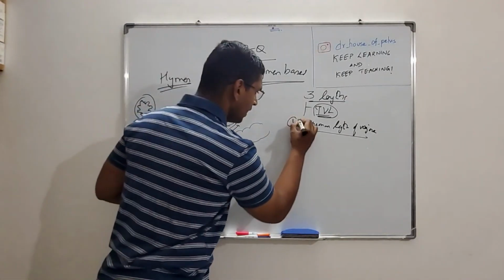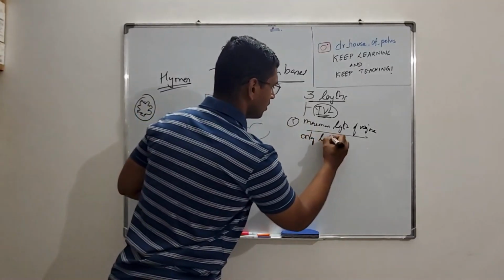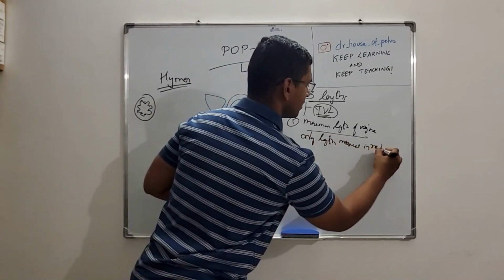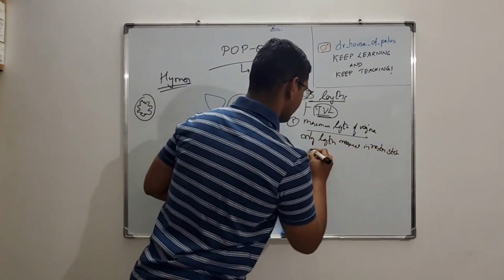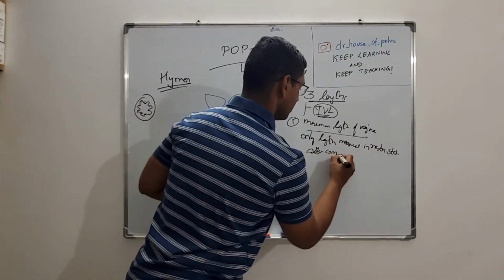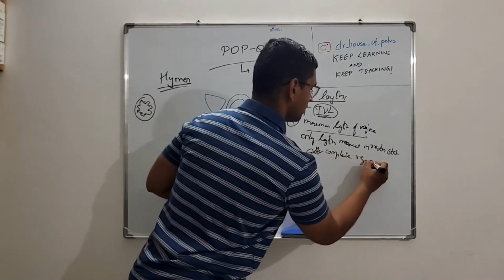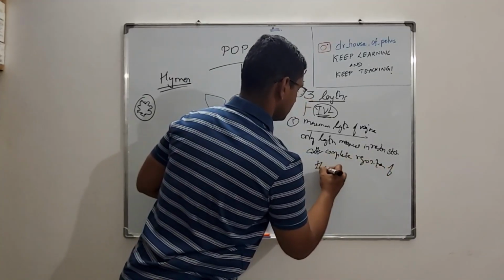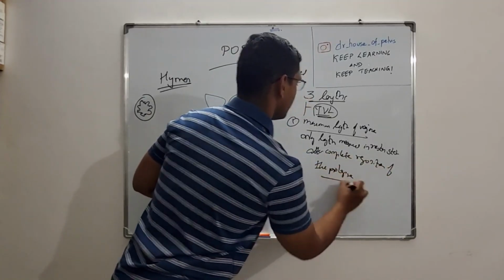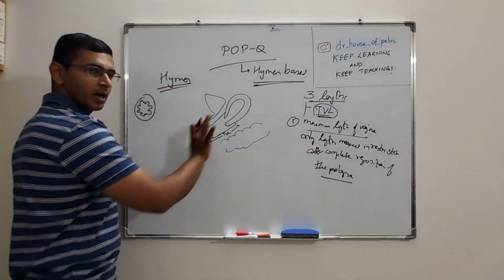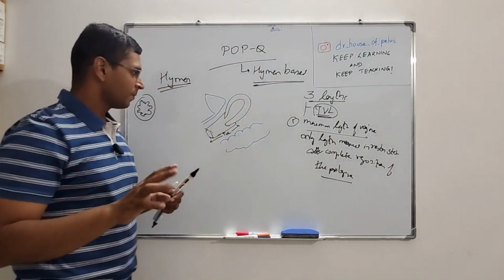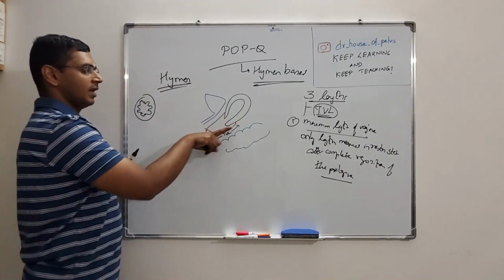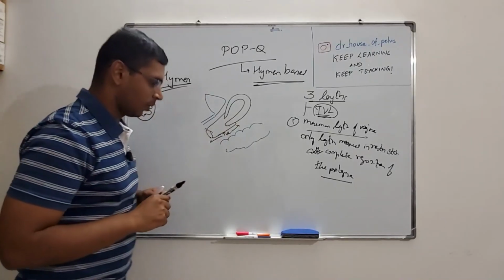This is the only length measured in the resting state, after complete reposition of the prolapse. So we need to reposit the prolapse and then measure with a uterine sound. You can just take the length of the total vaginal wall.